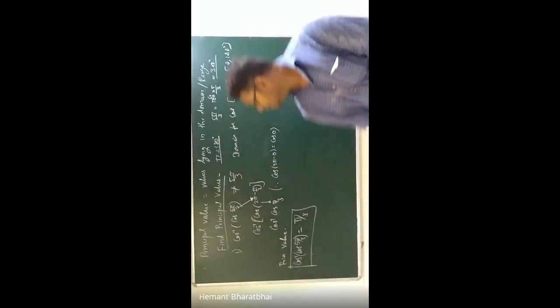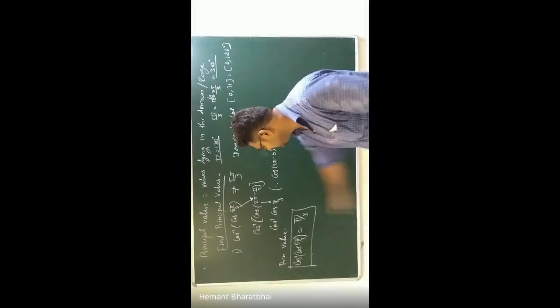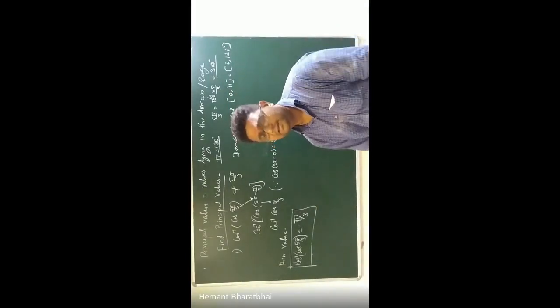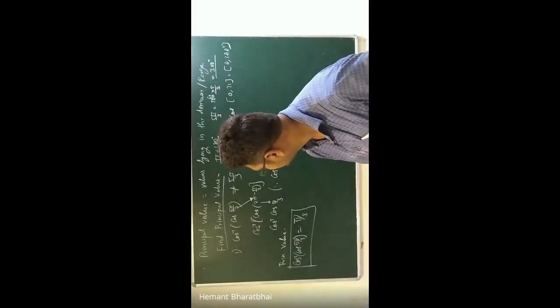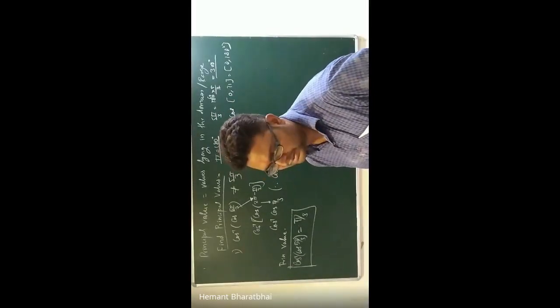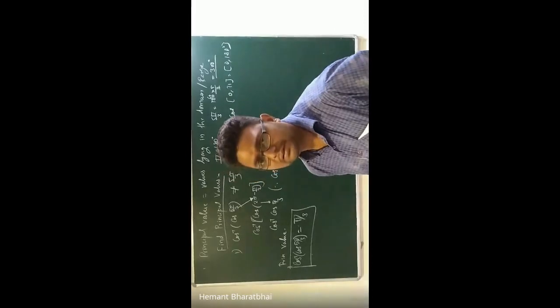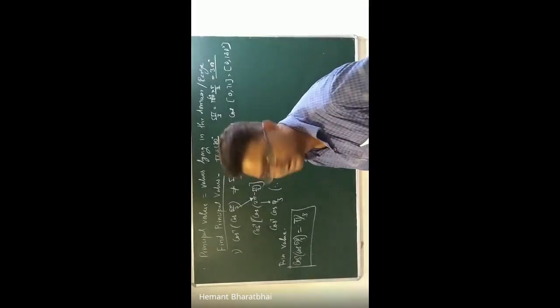So the principal value for cos inverse of cos of 5 pi by 3 is nothing but pi by 3. Everyone has understood this? Everyone has understood how I have found out this value of principal value?